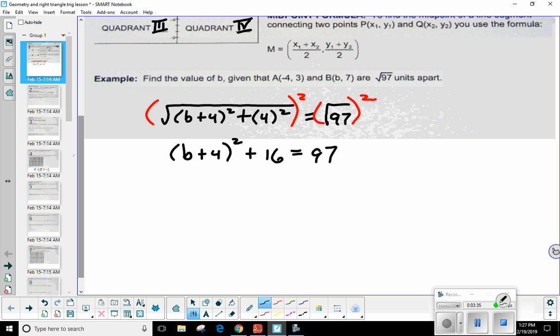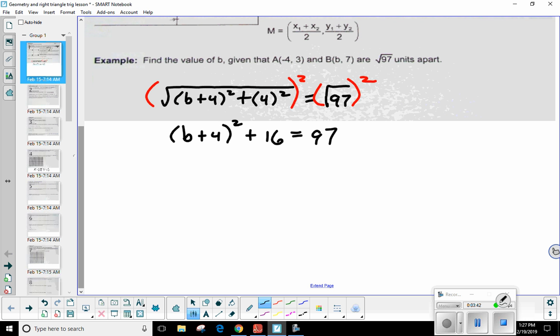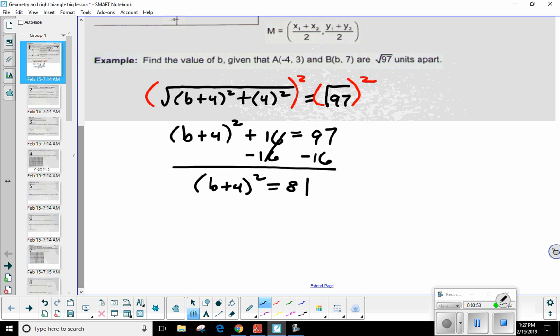Okay, and then now it's just a matter of going through and ultimately solving for b. So I would do what next? Okay, so if I subtract the 16, okay, so that's going to be b plus 4 squared is equal to 81. Now I will get 9 once I do the next step, which is what? There you go. In order to get that base b plus 4 out so we can manipulate it, we have to take the square root now. So b plus 4 would equal 9.